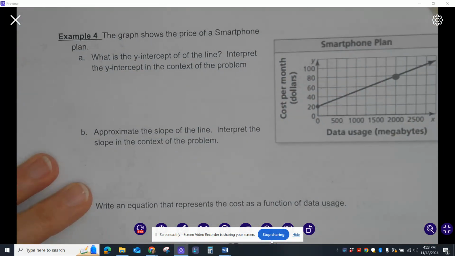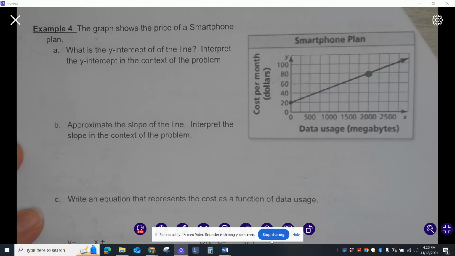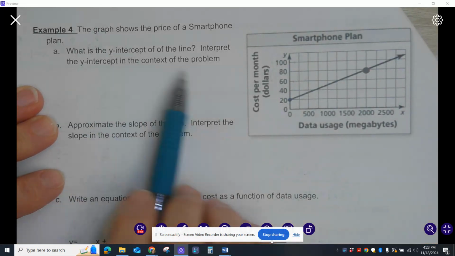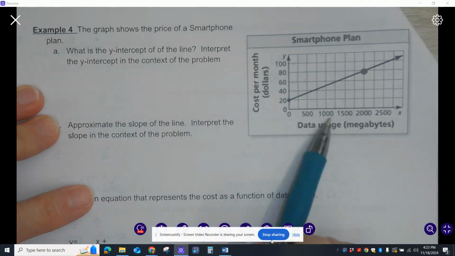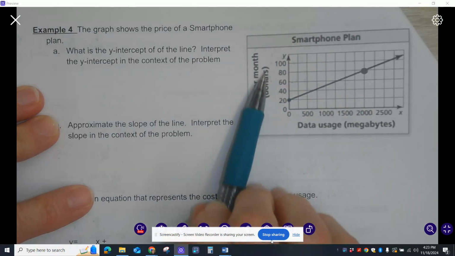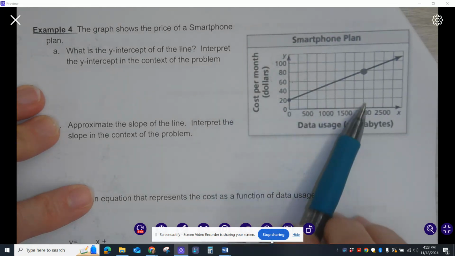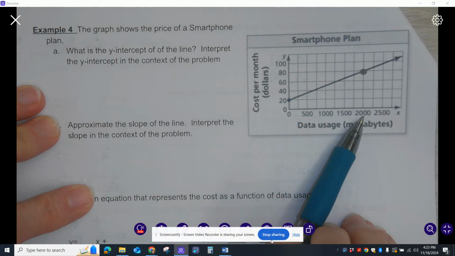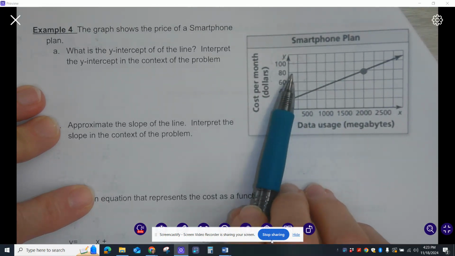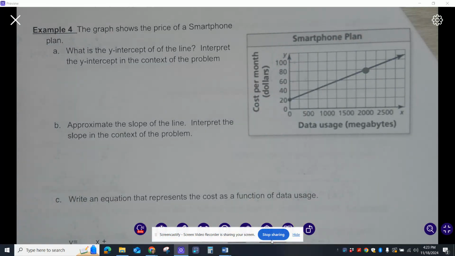Okay, this is a graph that gives us some information. This says the graph shows the price of a smartphone plan. So it looks like this is how much data I use, and this is my cost. For example, this coordinate point right here means if I use 2,000 megabytes of data, my cost will be $80.